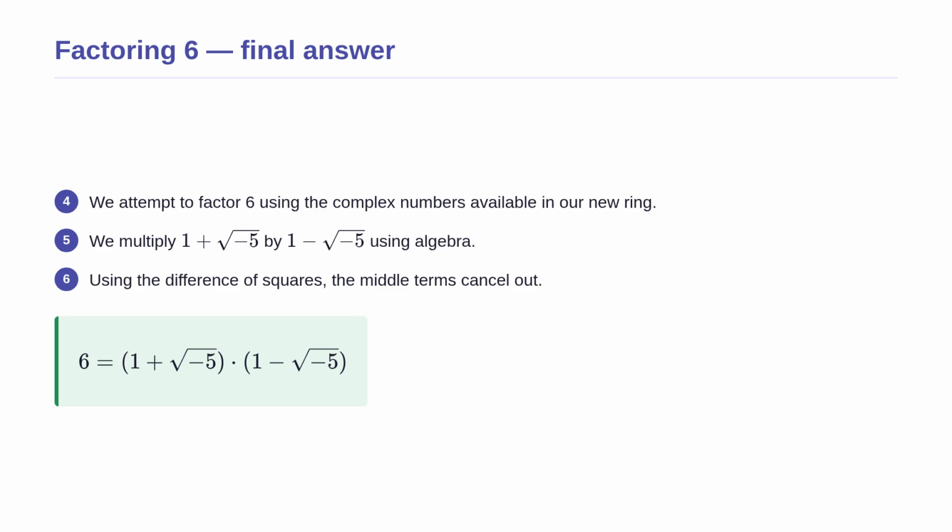Continuing our investigation of the number 6, we attempt to factor it using the complex numbers available in our new ring. We multiply 1 plus the square root of -5 by 1 minus the square root of -5. Why did we choose this? Because using the algebraic rule for the difference of squares, the middle terms cancel out. This leaves us with 1 minus -5, which perfectly equals 6. We have just discovered a second completely valid way to break down the number 6 into irreducible parts. Physically, we have built the exact same Lego house using a completely different set of bricks.